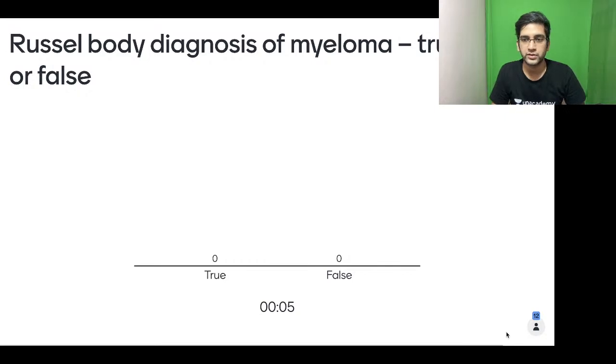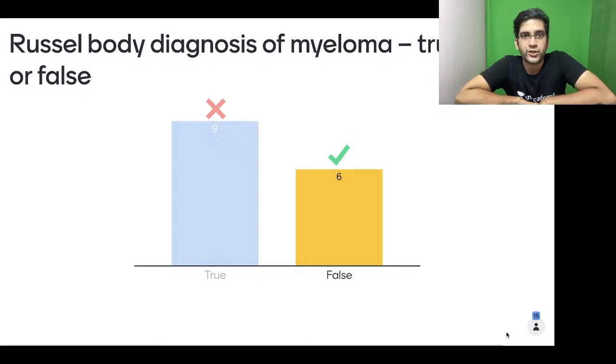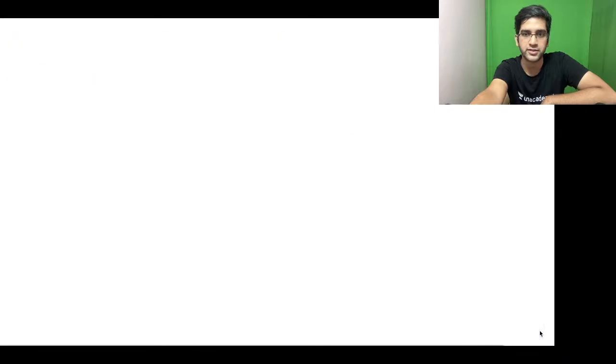It's a diagnostic of myeloma, right? Okay. Fine. Russell body is not diagnostic of myeloma, right? Myeloma has its criteria. You must have definitely read in one of the ENT infections, Klebsiella rhinoscleroma, you can see Russell bodies. Russell body is in a plasma cell, which can be seen in plasma cell benign proliferation as well as in malignant proliferation. It is never diagnostic of myeloma, fine? It's false. Okay, next. I think four more questions.